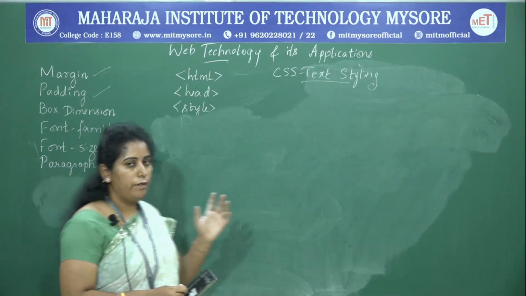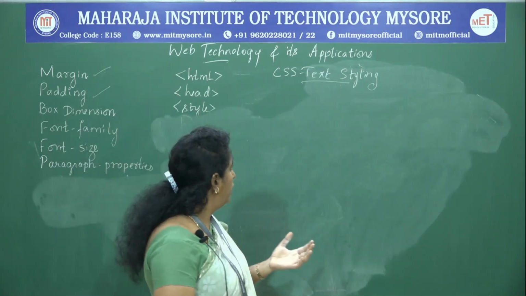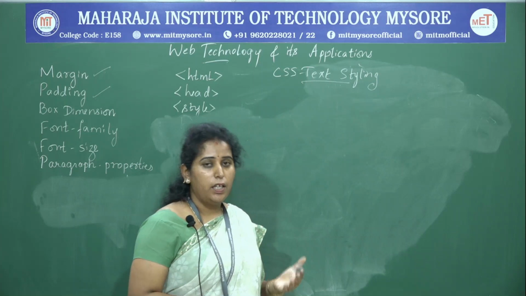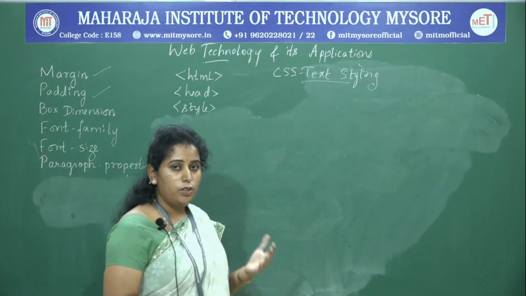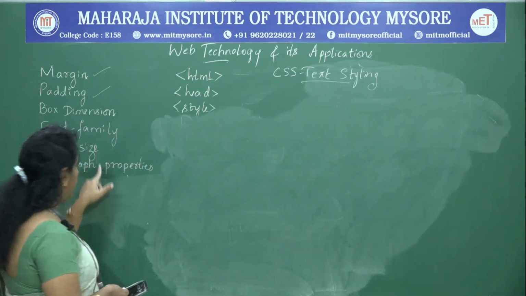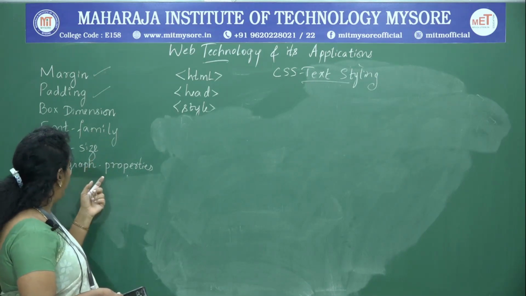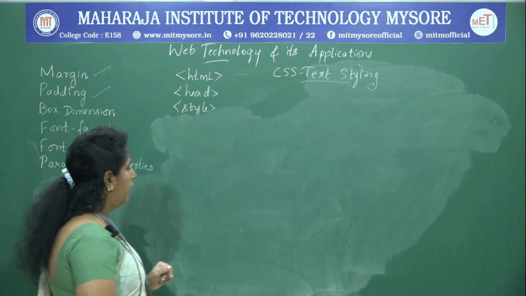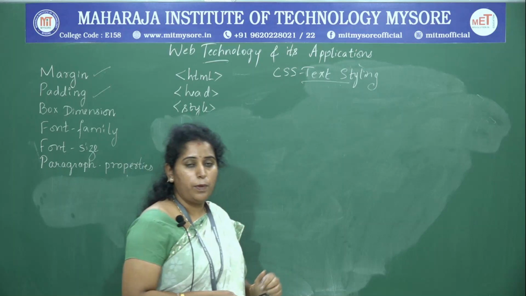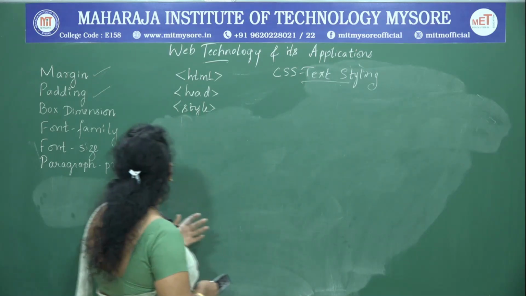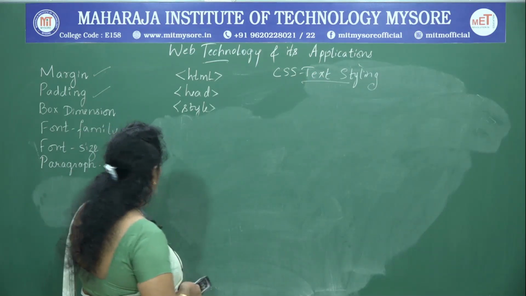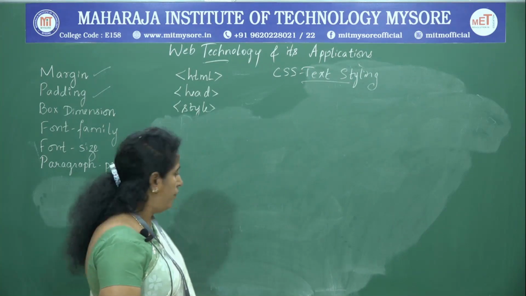So, already you are aware of using some text styling properties like font family, font size, font variant, and so on. Now in this topic I am going to discuss in more detail on these properties: font family, font size and paragraph properties. There are two types of properties which can affect the text, that is font family and paragraph properties. Let me start with the first one, that is font family.